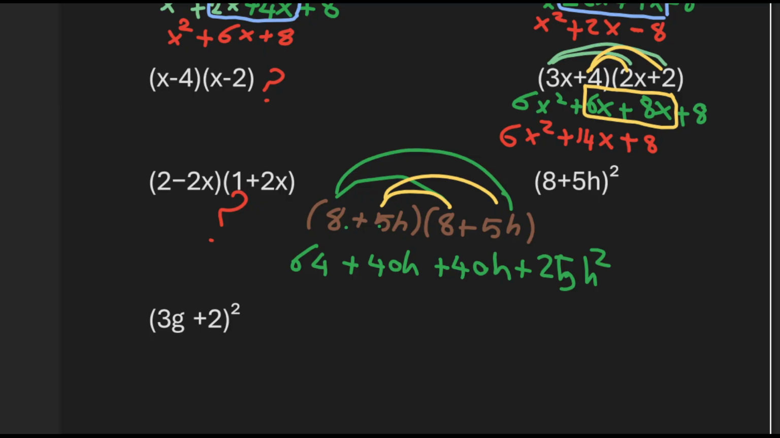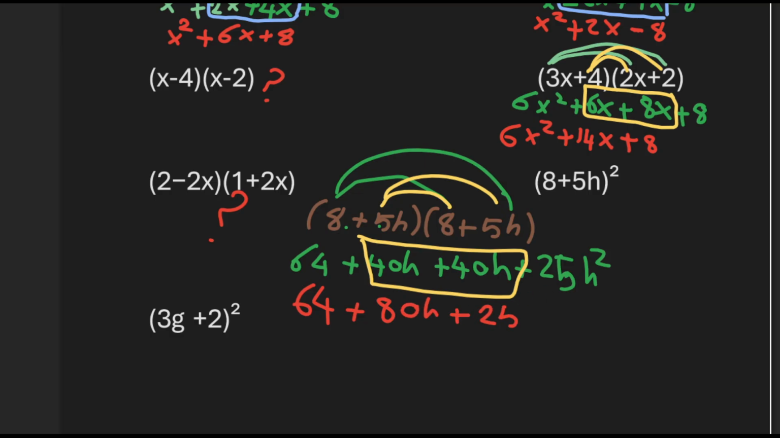Now we combine like terms. 40h and 40h look alike, so it's just these two. Now 64, nothing looks like that, so we just write it. Now 40 plus 40 is 80, so you would have 80h plus this nice 25h squared here. And that's it. How was it?